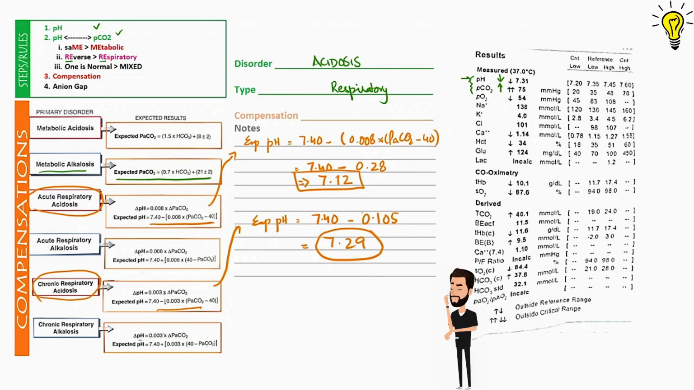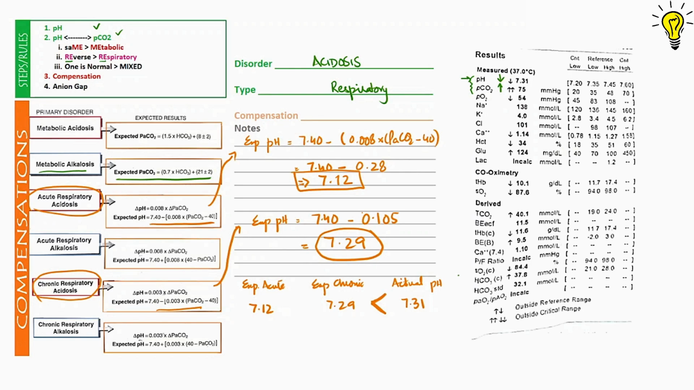Now here's the kicker. Actual pH is 7.31, which is actually more than fully compensated pH. This means there is added metabolic alkalosis in the picture, right? That is causing pH to further come up even beyond the full compensation pH.